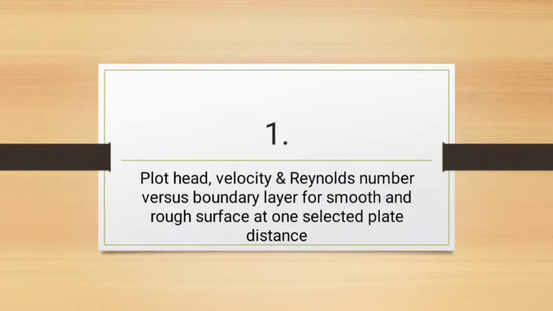There are two questions for experiment 2. The first question is we need to plot head, velocity and Reynolds number versus boundary layer for smooth and rough surface at one selected plate distance.